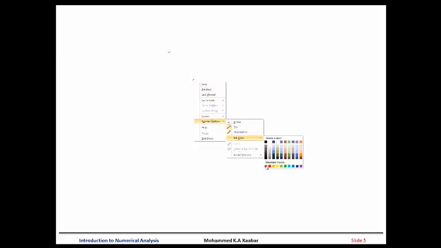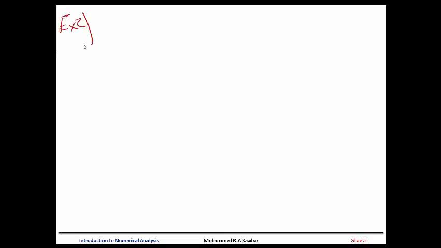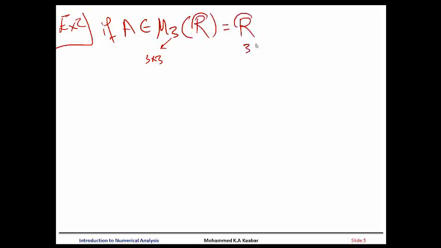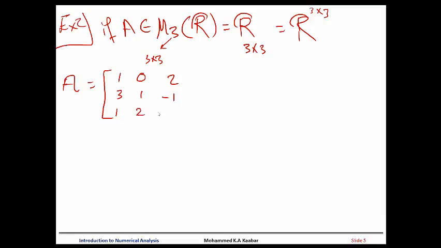Let me give you another example. Example 2. If A belongs to M3, this means a 3 by 3 matrix, which is a square matrix also, times real numbers, which is equivalent to real number 3 by 3. And A is as follows: 1 0 2, 3 1 minus 1, 1 2 4. Find the determinant of A.